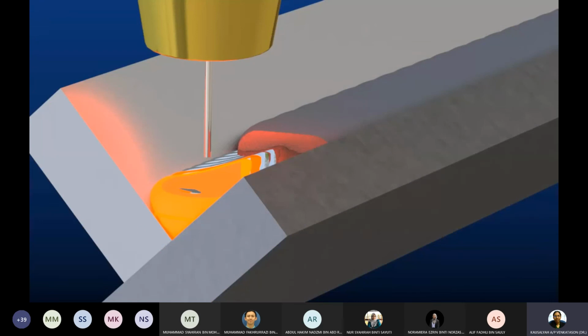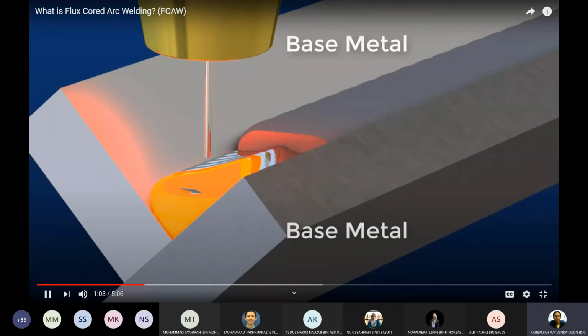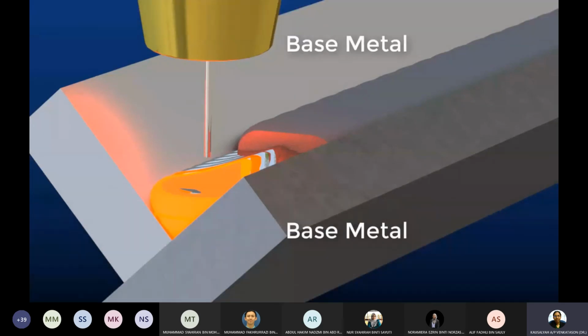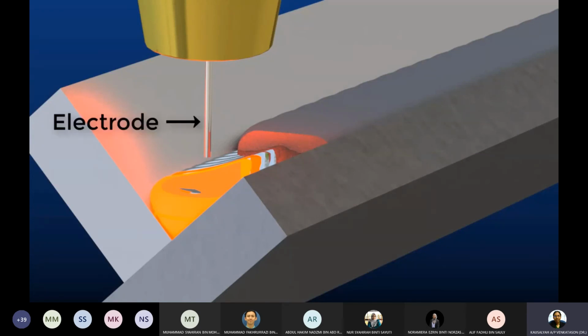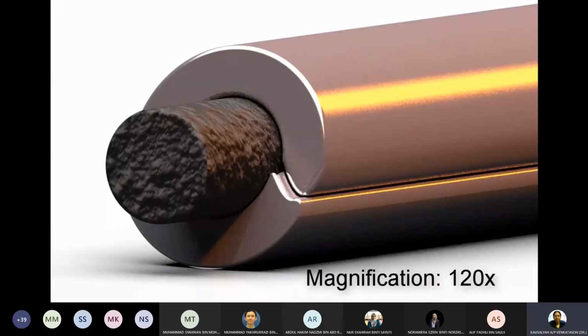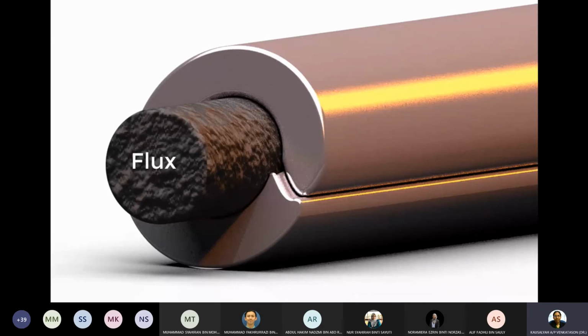The metal in the parts to be joined is called the base metal, and the metal that comes from the melting wire electrode is called filler metal. Because the wire electrode melts, flux core is called a consumable electrode process. Flux core welding always adds filler metal to the joint. The job of the flux inside the electrode depends on which type of flux core process it was designed for.